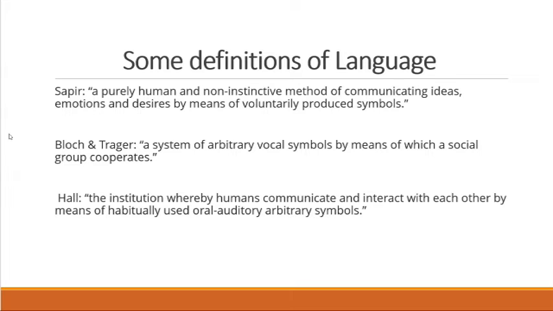is a purely human and non-instinctive method of communicating ideas, emotions, and desires by means of voluntarily produced symbols. Okay, there are certain features of this definition that you must note. First of all, that language is purely human. It means that it is only related to humans, and no other being possesses language.